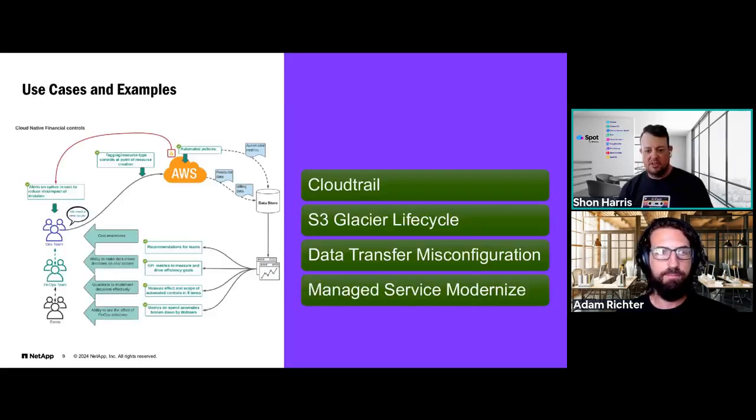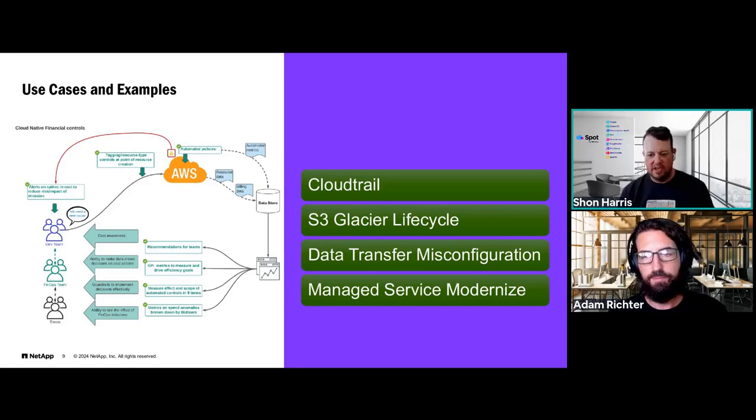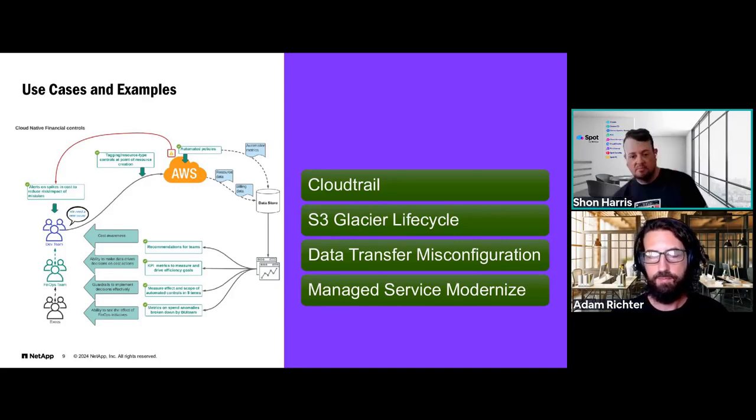So let's talk about some use cases as an example. You mentioned CloudTrail for observability and triggering some of those rules. Let's deep dive a little bit more into these, and then we'll get some more questions and some more stories.